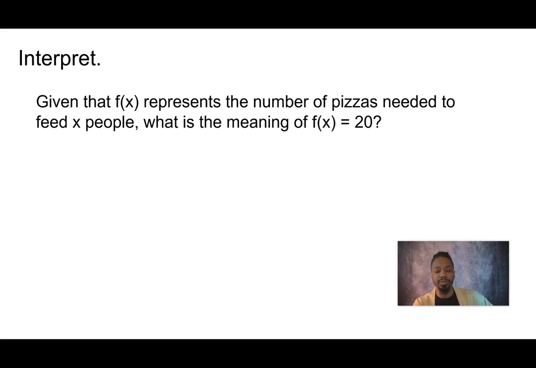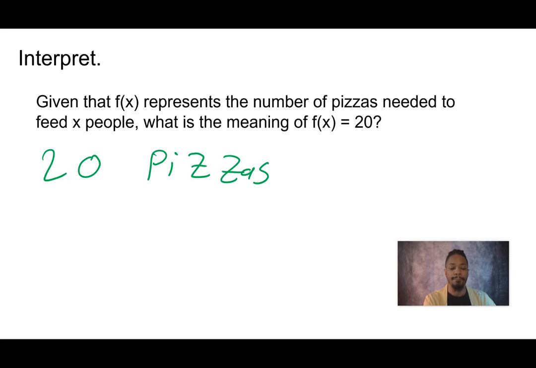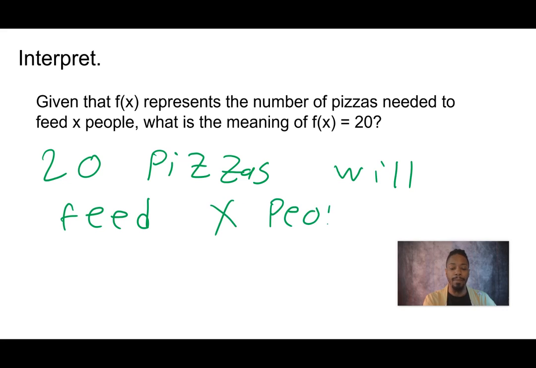F of x represents the number of pizzas needed to feed x people. What is the meaning of f of x equals 20? 20 is the output. F of x represents the number of pizzas needed. So we will say 20 pizzas will feed x people. Because x is still x. X represents the number of people. So we know that it's 20 pizzas, and those will feed x people.